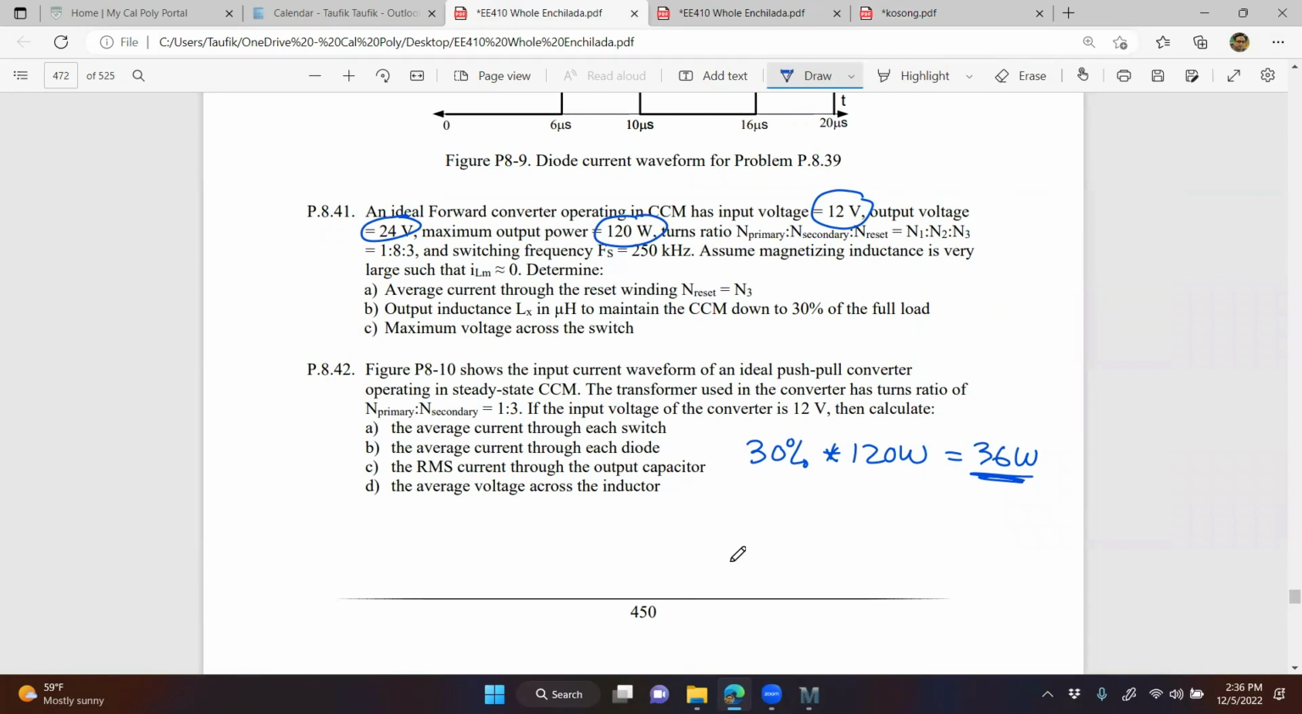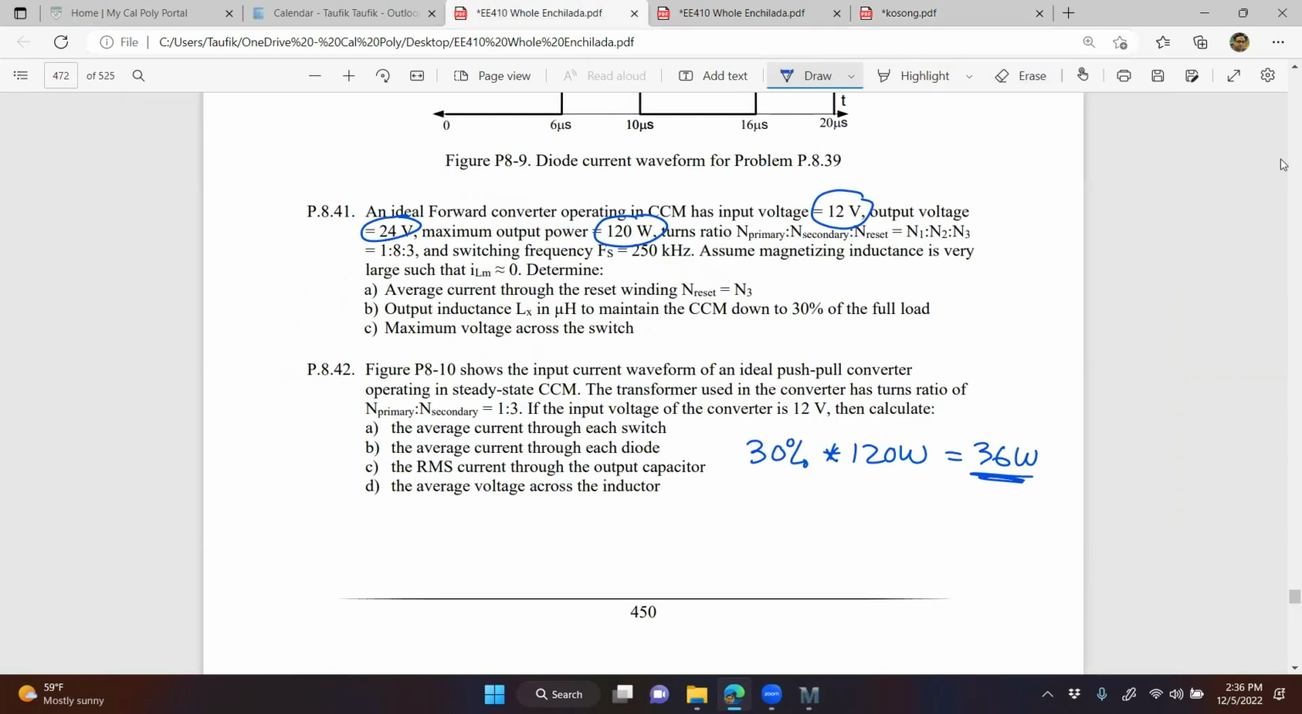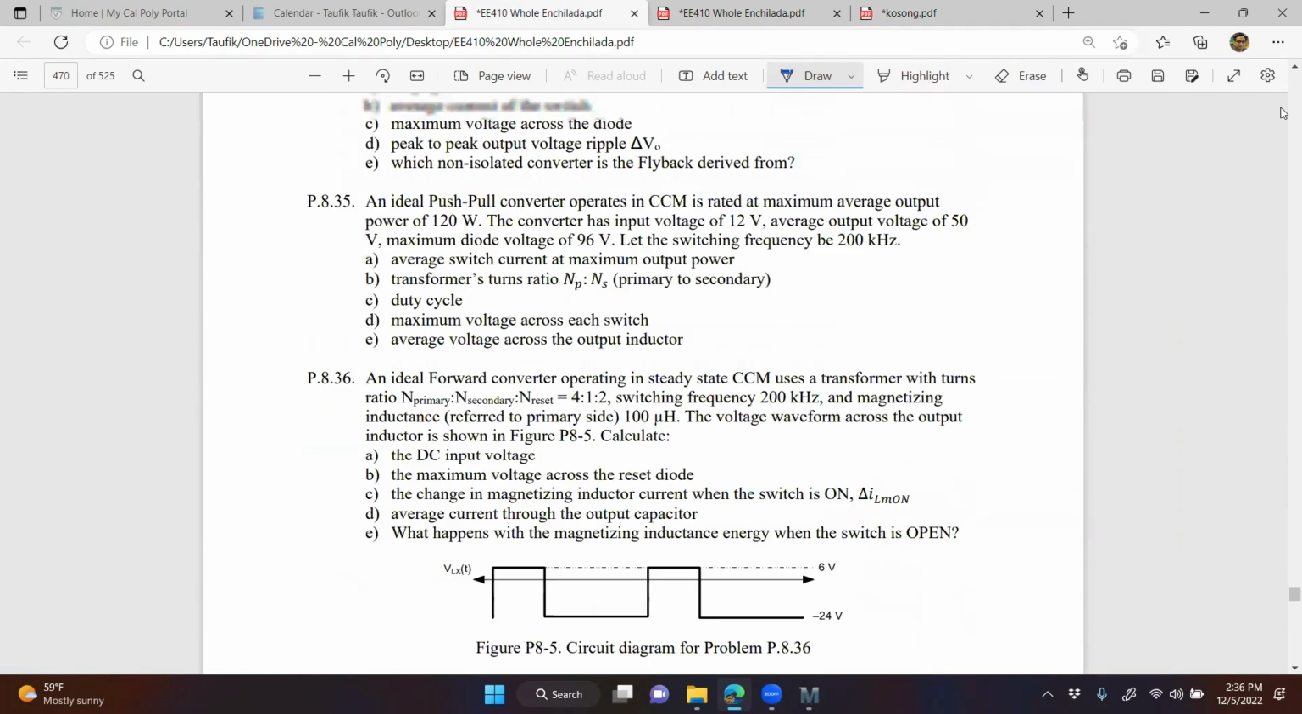Professor, can you please go back? To this? Yeah, okay. Okay, it makes sense. Okay. Thank you. Any other questions From this problem or from any other problem? from this problem? No? Any other questions?